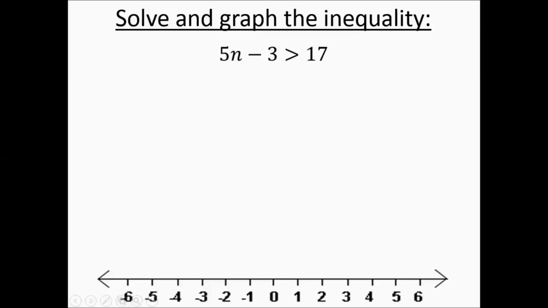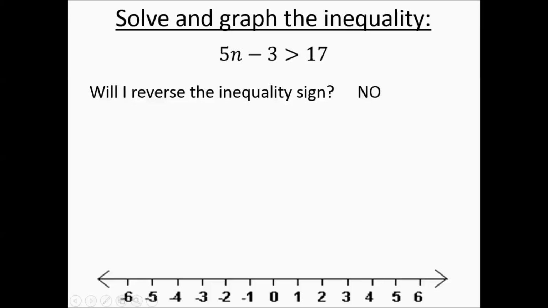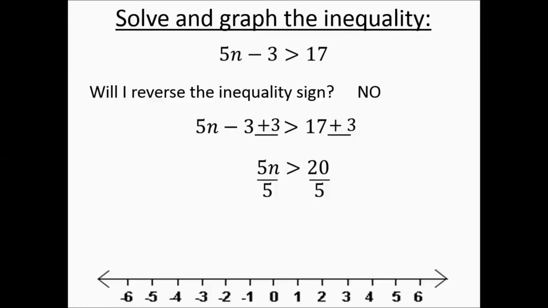So we have some two-step problems here. We've got some multiplying and subtracting. For this problem, will I reverse the inequality? I don't see a negative coefficient, so no. We're going to get rid of my negative 3 by adding 3 on both sides. So you can have 5n is greater than 20. Then, just like we did with equations, you're going to divide out the 5, and you're going to get n is greater than 4.